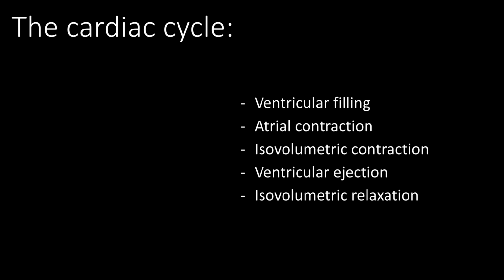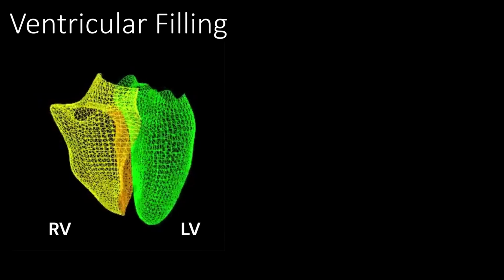The cardiac cycle. The cardiac cycle describes a set of changing conditions within the heart before, during, and after contraction. These phases are ventricular filling, atrial contraction, isovolumetric contraction, ventricular ejection, and isovolumetric relaxation.